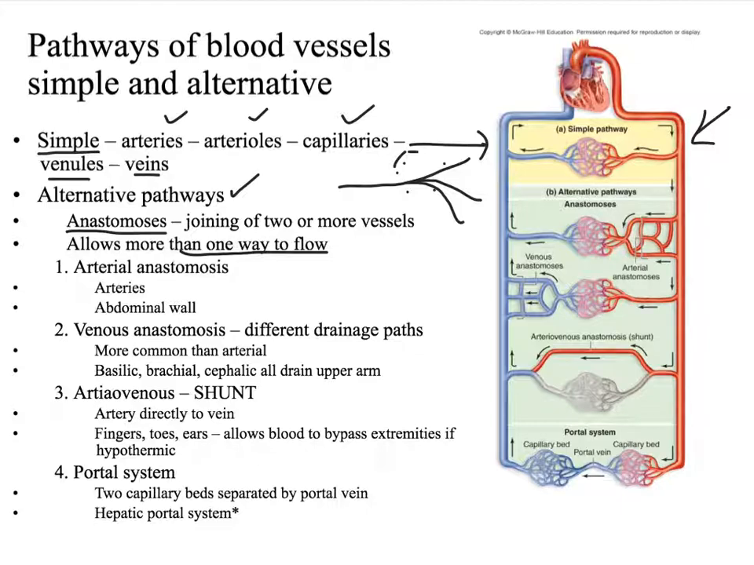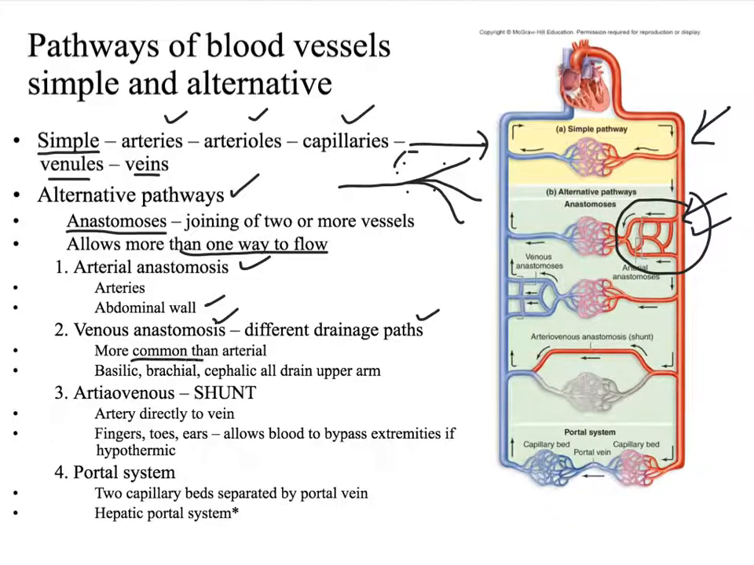So the first alternative pathway is an arterial anastomosis. You can see them right in here. There's just a whole bunch of different flow ways or pathways that the blood flows through arteries. We have those in our abdominal wall. No big deal.